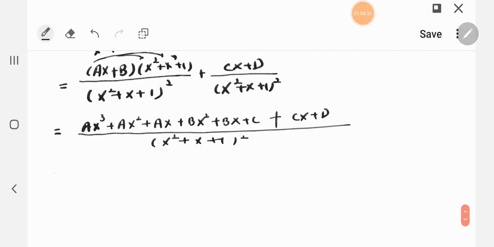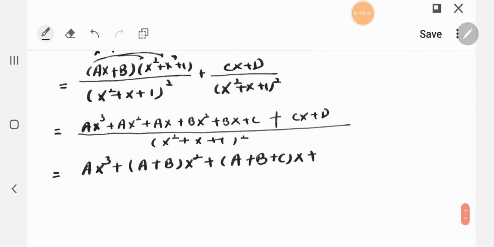Alright, and then let's combine the like terms in the numerator. For x cubed, there's only one term. Combine the x squared: the coefficient of x squared is a plus b, that's it, and the coefficient of x is a plus b plus c, and the constant is c plus d.